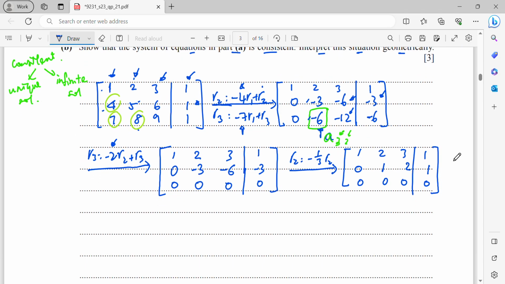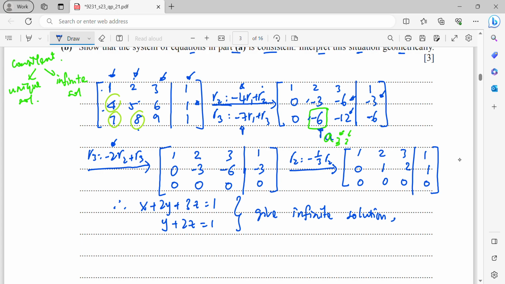Okay, once you get this, obviously you can form two equations. Okay, so the first one, we write x plus 2y plus 3z equals 1. And then the second row will be y plus 2z equals 1. So you only have two equations, but we have three unknowns. Okay, so this gives infinite solution, because of lack of one equation.